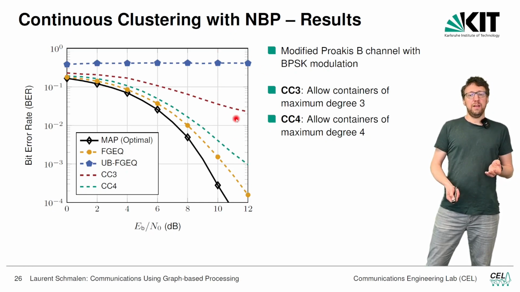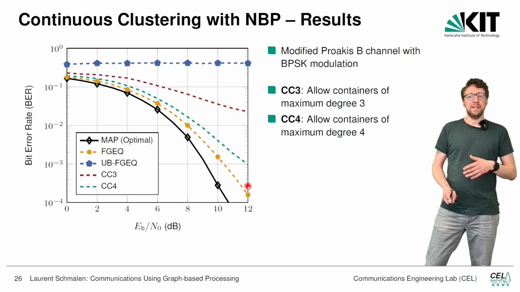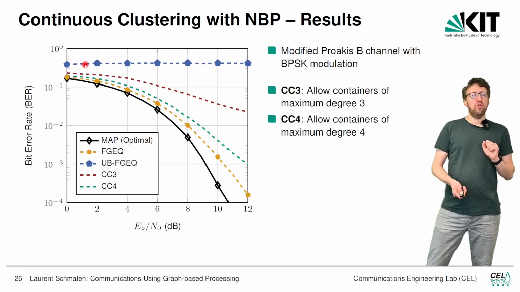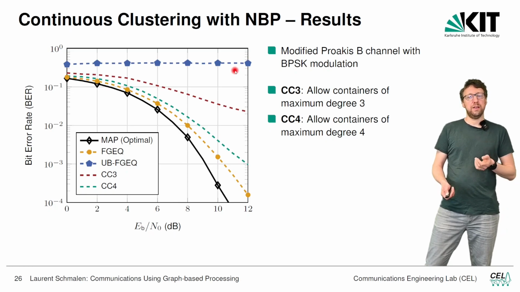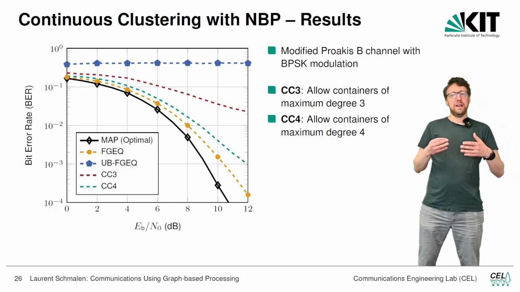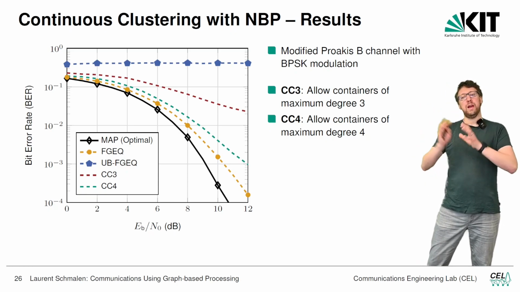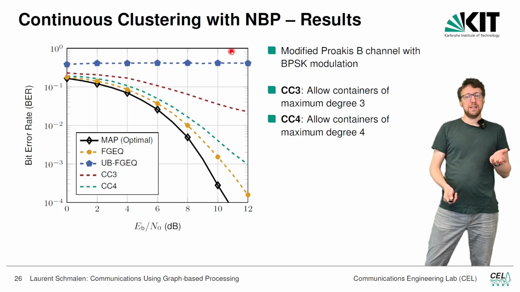The yellow curve is the Forney-style factor graph with a high complexity. It has maximum factor node degree 5. And this is the Ungerboeck factor graph with low complexity with factor nodes of degree 2. Now, if we allow clusters of maximum degree 3, we get a performance improvement. So we learn how to group the factor nodes of degree 2 into new factor nodes of degree 3. By this, we get a performance improvement.